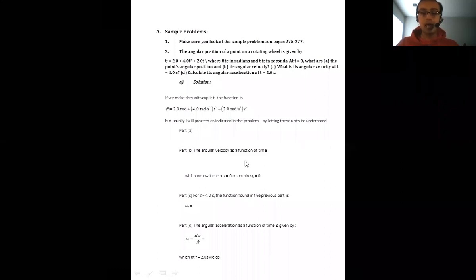In part A, this is fairly simple. It's asking us for the point's angular position at t equals 0. So we just plug in 0 into this function, and it's 2.0 plus 0 squared plus 0 cubed, which is 2.0 radians. Right? So far, so good.